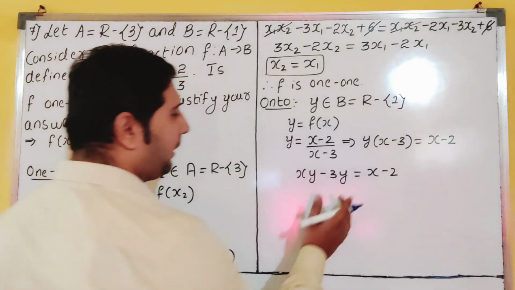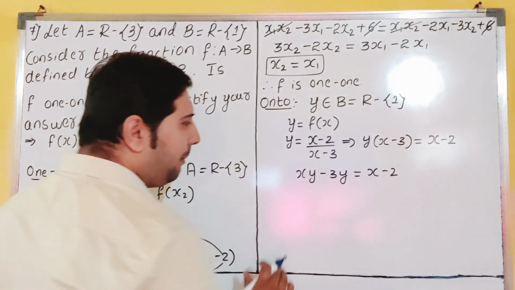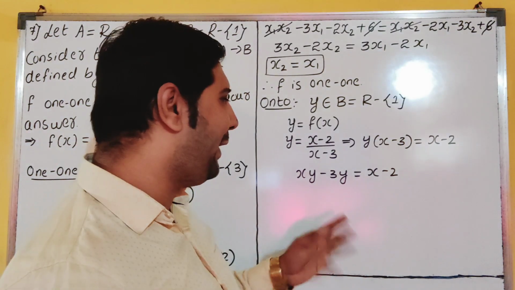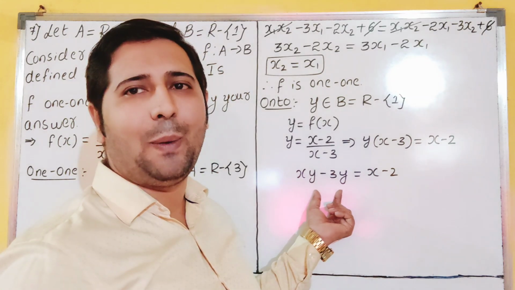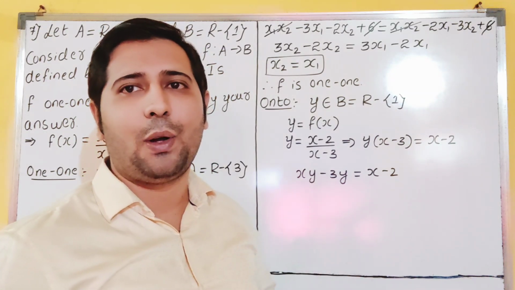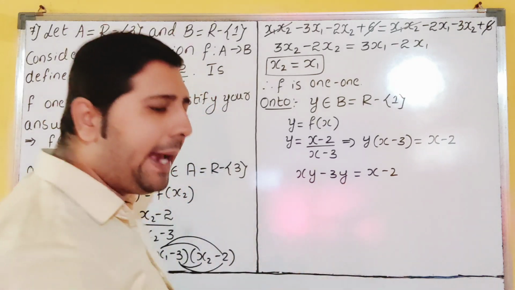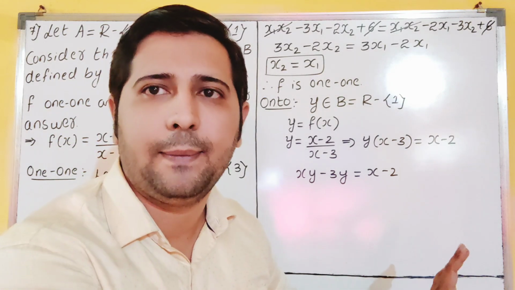How to find the x value, dear students? Maximum students will get confused in finding x. Many of them again take y only as common, so it will go wrong. How to get it? You see, xy is here, x is here. Make the x terms one side.